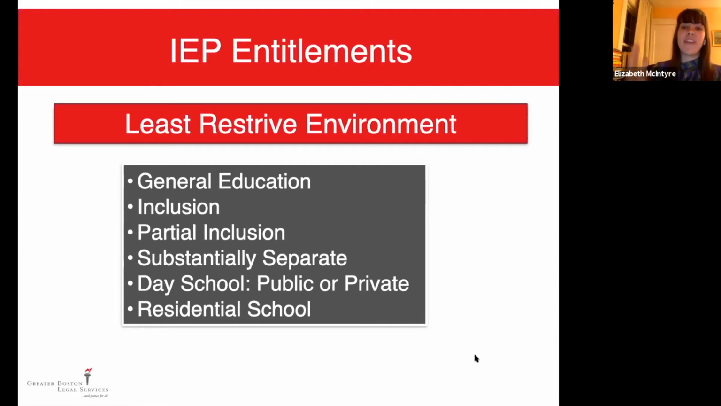So that, and what the law says is you have to place a student as close to the general education classroom as you can get, where that student is still making progress. That's what least restrictive, not least restive, environment means. So all of those things, specially designed instruction, accommodations, and related services happen in the least restrictive environment.